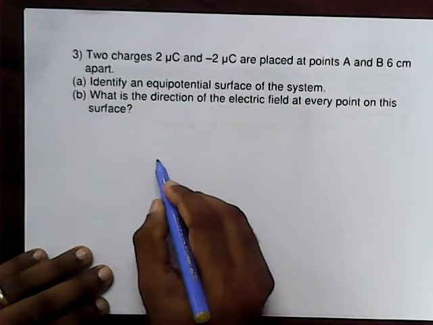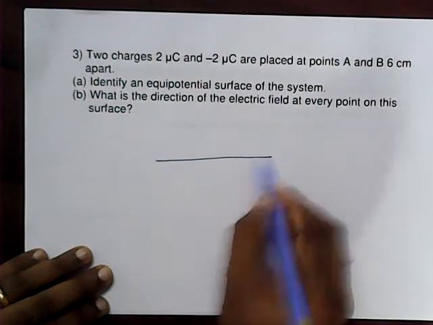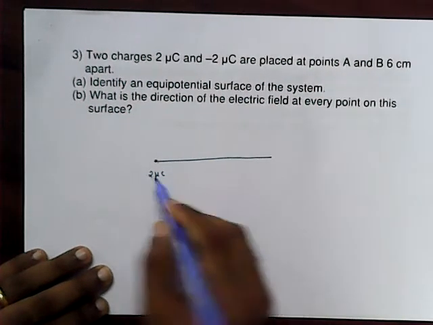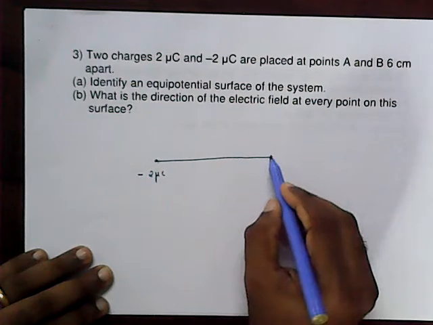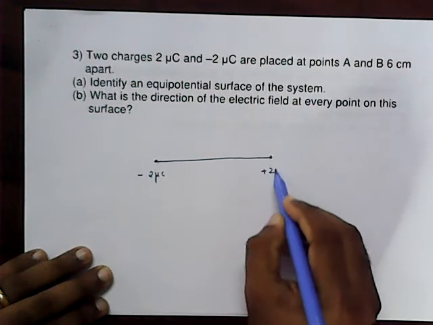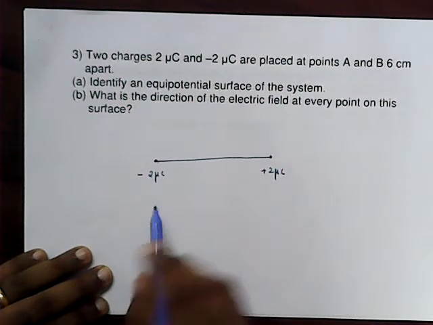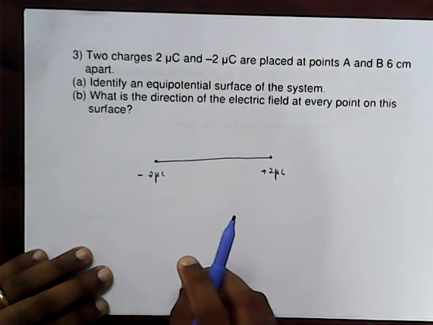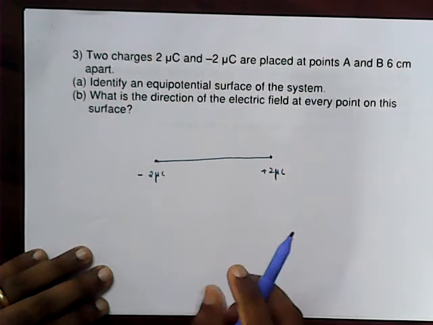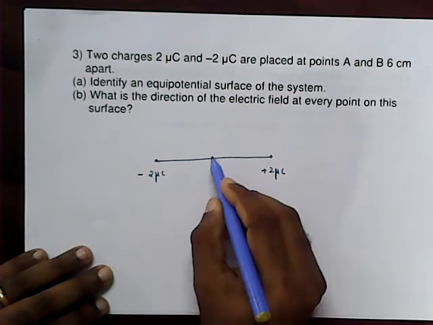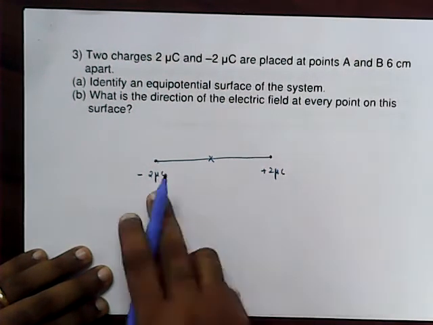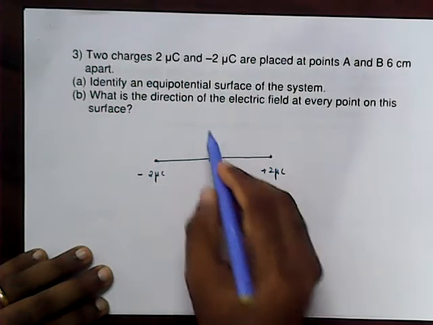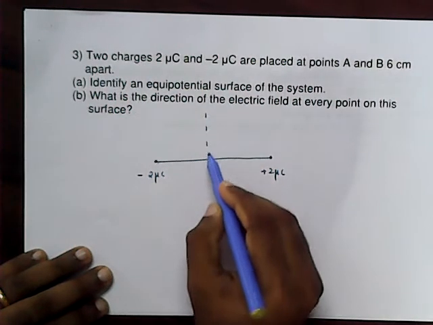So here, the minus 2 microcoulomb, and here the plus 2 microcoulomb. So we can easily say it is nothing but a dipole under consideration. So the potential should become 0 at a point equiseparated from the two charges. For a dipole, the potential becomes 0 at any point on the equatorial line.